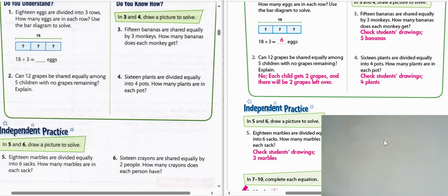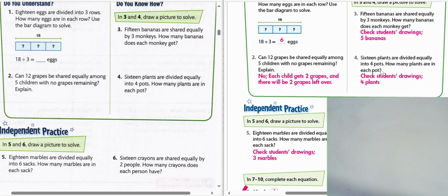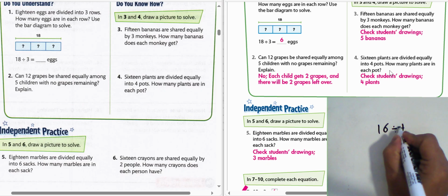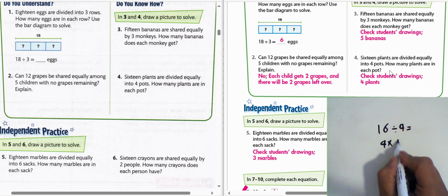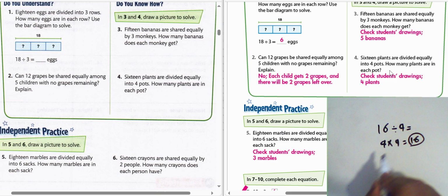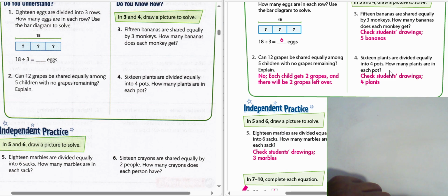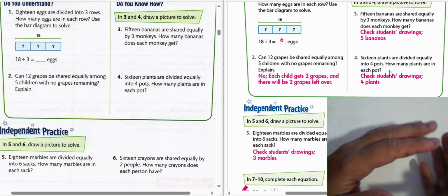Next, question number 4. 16 plants are divided equally into 4 pots. How many plants are in each pot? We can write 16 divided by 4. Do you remember table 4? You know 4 times 4 equals 16. Then 16 divided by 4 equals 4.